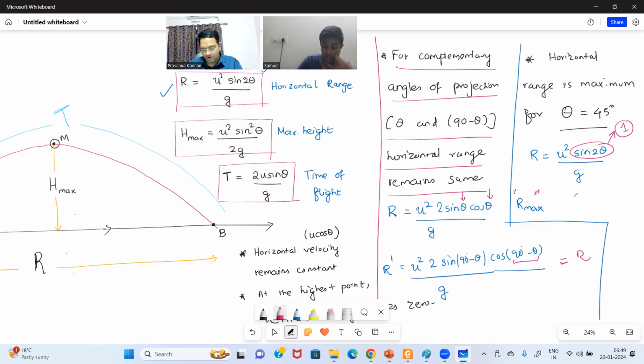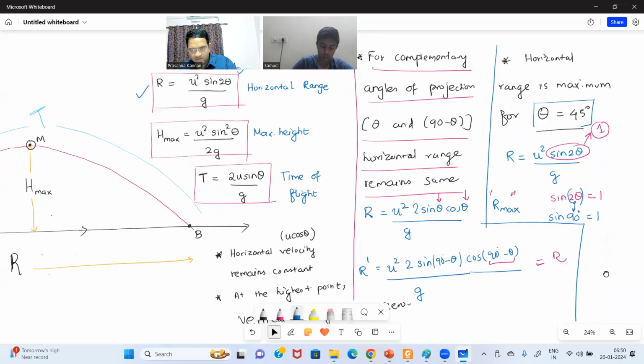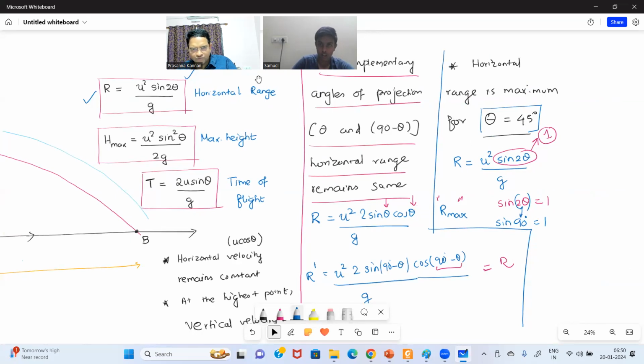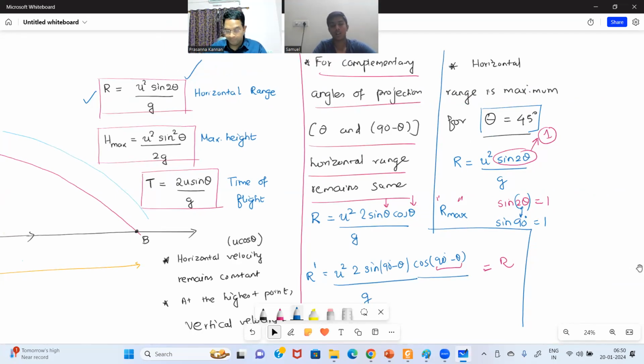Now tell me, sin 2 theta has to be 1, which means what should be this angle? For what angle is sine 1? 90 degrees. Sin 90 is 1. So 2 theta is 90, so theta is 45. That's this statement: the horizontal range is maximum for theta equal to 45. One last point, and then we will move on to a few questions in your model paper.